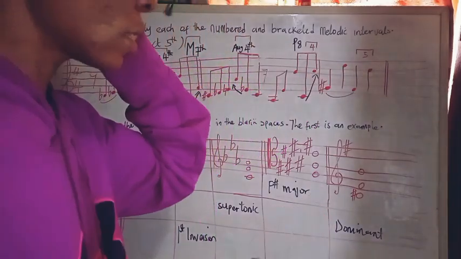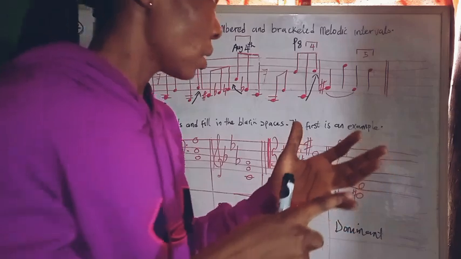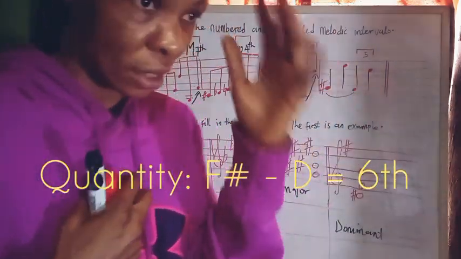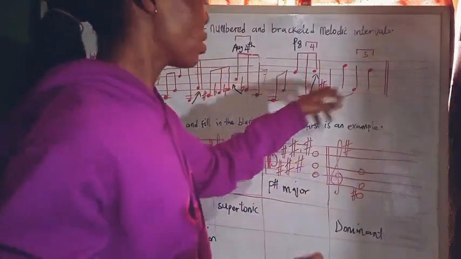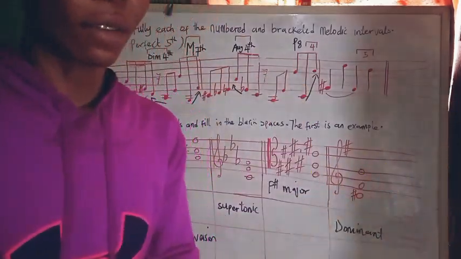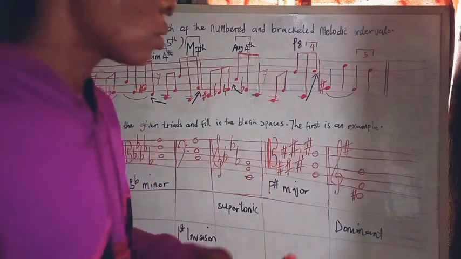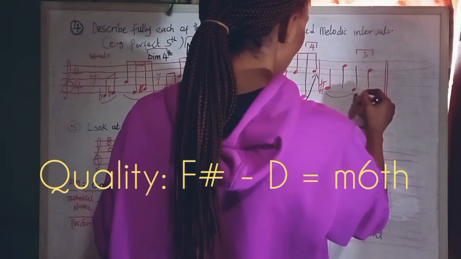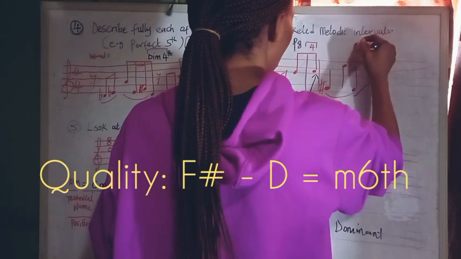All right, the next one is F sharp to D. What's the quality and the quantity? Let's count. We have F sharp, G, A, B, C, D. So it's a sixth. So the quantity is a sixth. So what type of sixth? D is not in the scale of F sharp, but if it was D sharp, it would have made it a major sixth. So that makes it a minor sixth. So the distance between F sharp to D is a minor sixth.